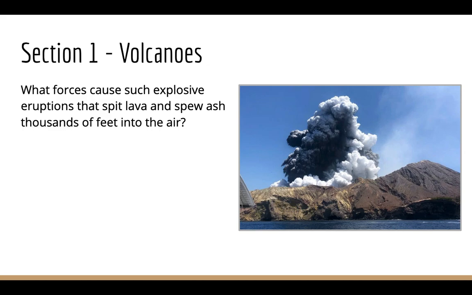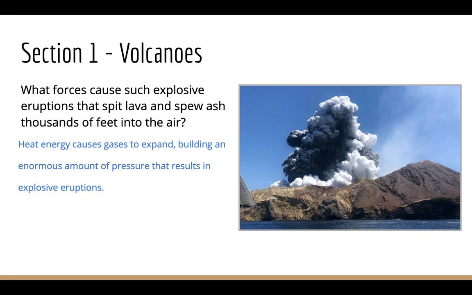So how is it that these volcanoes can become so incredibly explosive? We have to remember that not only is there molten magma trapped underneath the volcano, but there's gases within it. And as we heat those gases, they continually want to expand. But because they have nowhere to go, that pressure continues to build and build until finally the volcano gives way, and that's what results in such explosive eruptions. So it's that heat energy causing the gases to expand. Again, that pressure increases to an unbelievable level.